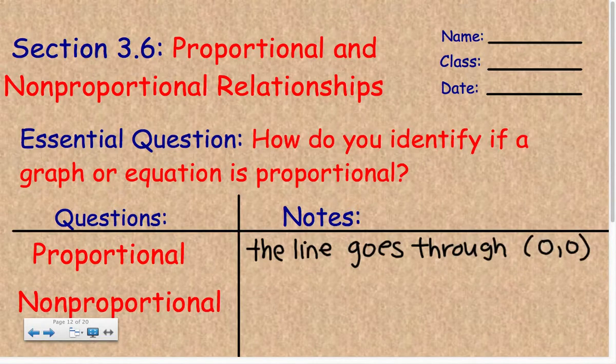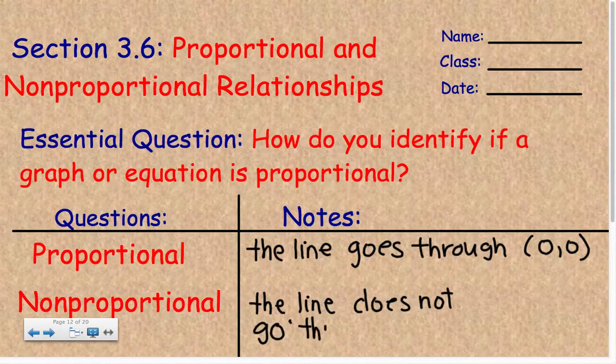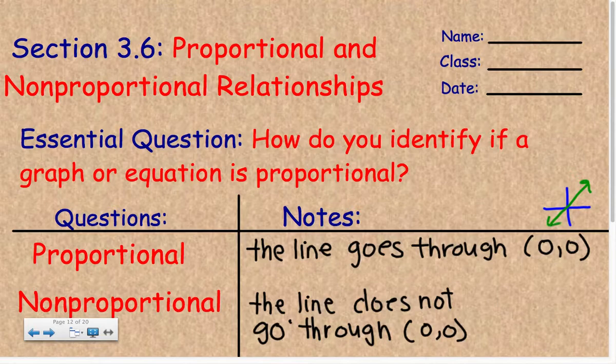A line that is non-proportional does not go through (0, 0). If you're a visual person who wants to see what that would look like: proportional, the line goes through (0, 0). Non-proportional, the line does not go through (0, 0).